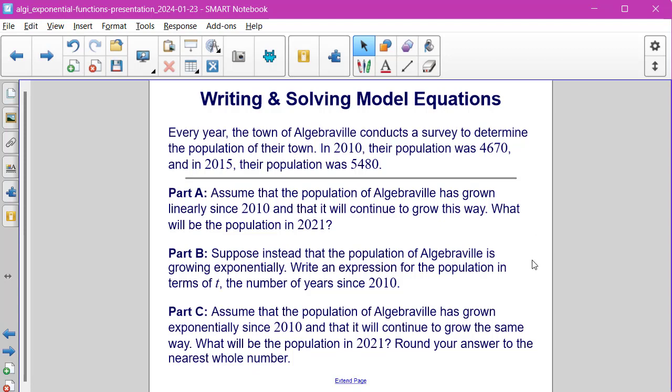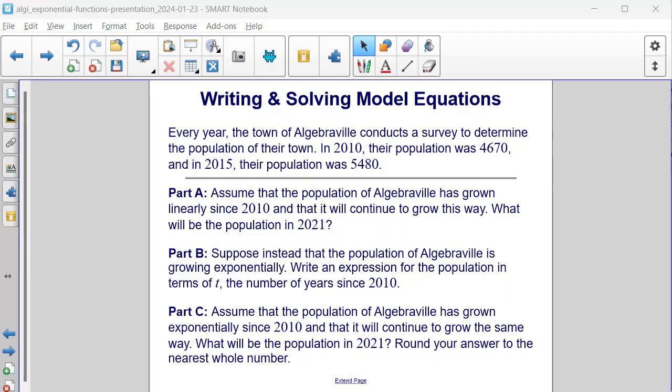Then in Part B, suppose instead that the population of Algebraville is growing exponentially. Write an expression for the population in terms of t, the number of years since 2010. And then in Part C, assume that the population of Algebraville has grown exponentially since 2010 and that it will continue to grow the same way. What will be the population in 2021? Round your answer to the nearest whole number.